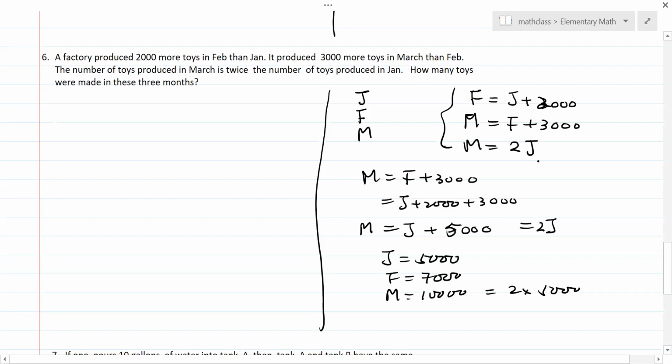All right, now let's try to use a picture. You can add them together. If you figure out how many toys were produced each month, the answer will be J plus F plus M.